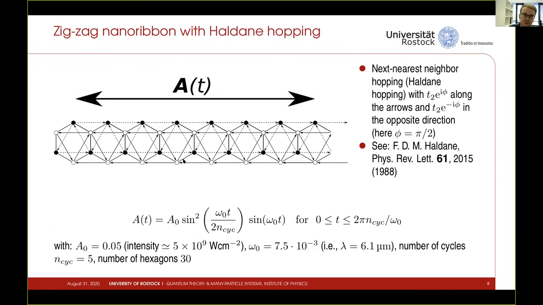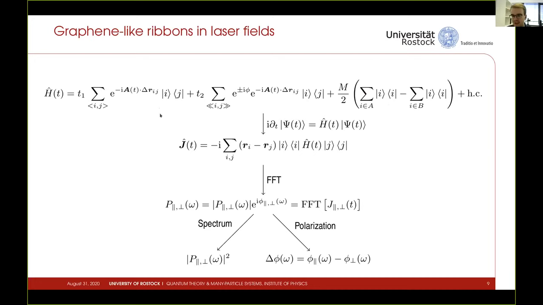Then again, to make this topological, you know that we have to include complex next nearest neighbor hopping. In this, the direction of the arrow is T2 times e to the i phi, and the complex conjugate in the opposite direction. The laser field is polarized linearly along the chain. This is here just to sketch how the calculations are done.